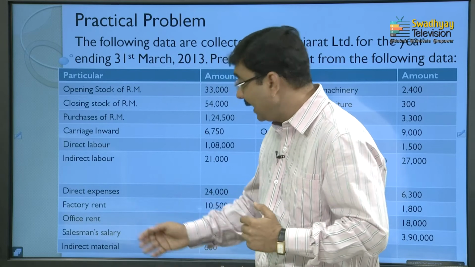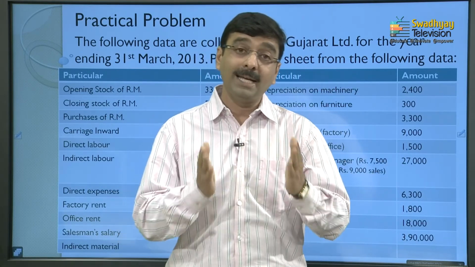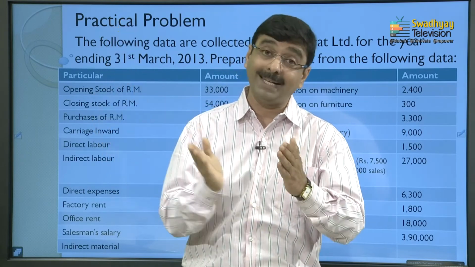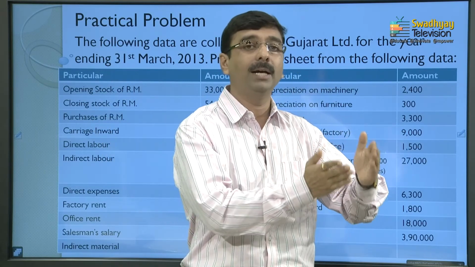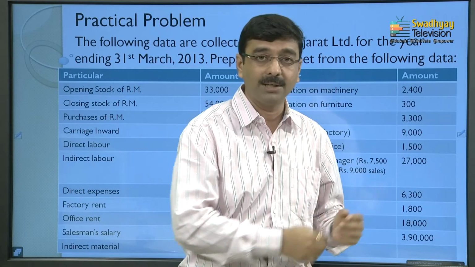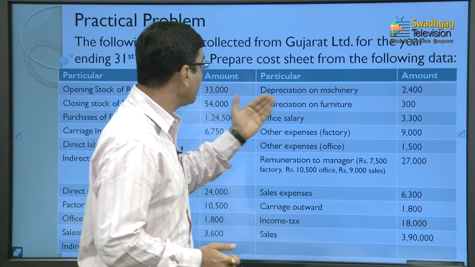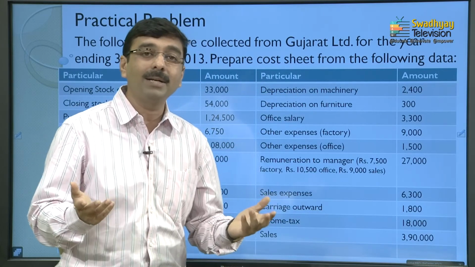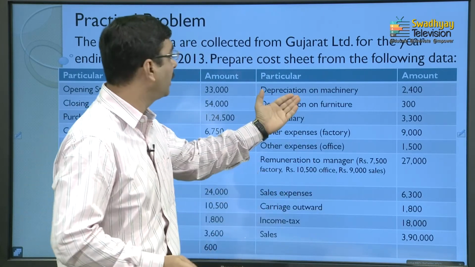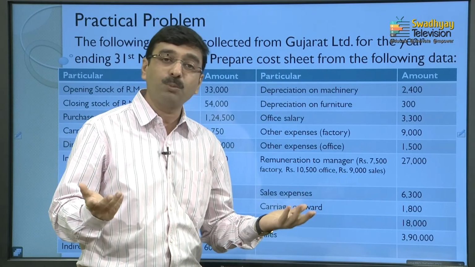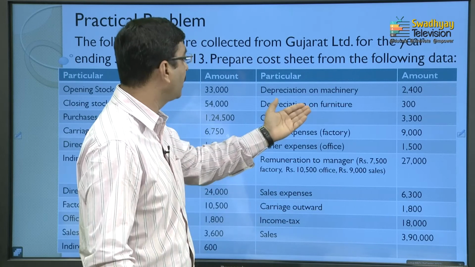Indirect material, as I told you, any type of direct material would be recorded under the first head, material consumed, but indirect material is always recorded under the head of factory, admin, or selling and distribution. This would be recorded under the heading of factory overheads. Depreciation of machinery, machinery is generally required in a factory, so it would be recorded under the heading of factory. Furniture is most probably required in administration, so it would be recorded under admin.